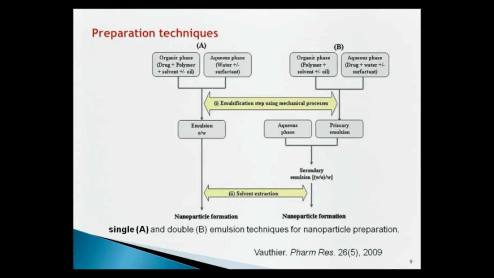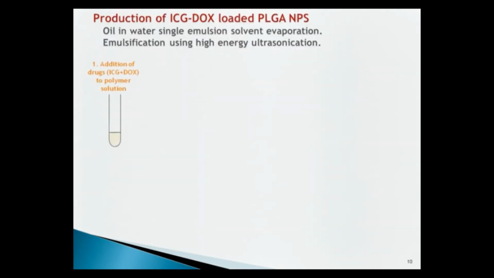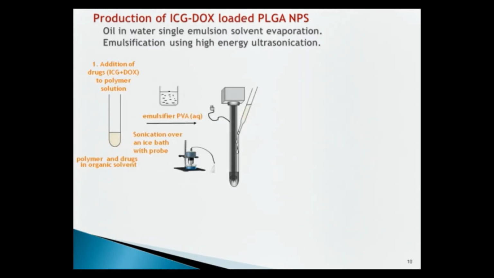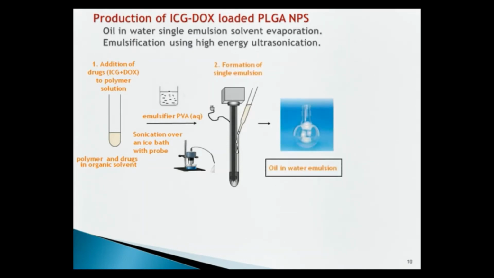Again, the choice between whether it's a single emulsion or a double emulsion would depend on the characteristics of the polymer and the characteristics of the drugs that are being incorporated or attached. So all of those are very important. The process for production, and I have on here indocyanine green and doxorubicin PLGA nanoparticles, because that's one of the things that we had worked on in our lab.